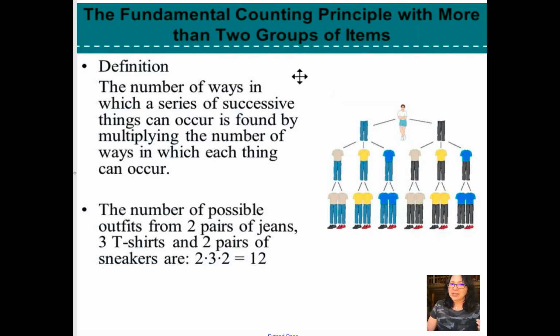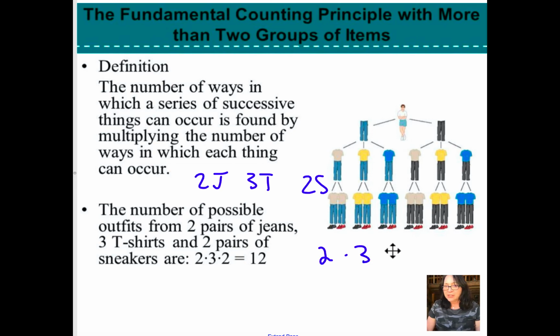So the fundamental counting principle just says you could have more than 2 groups. For example, you could have not just 4 tops and 2 pairs of jeans. You could have 2 pairs of jeans, 3 t-shirts, and 2 pairs of sneakers. How many different combinations can you come up with these 3? That's just 2 times 3 times 2, which is going to be 12.